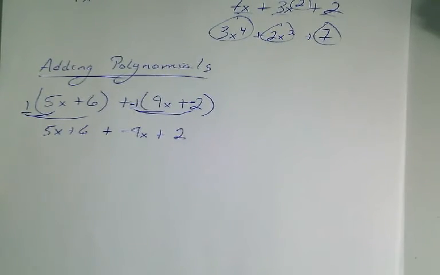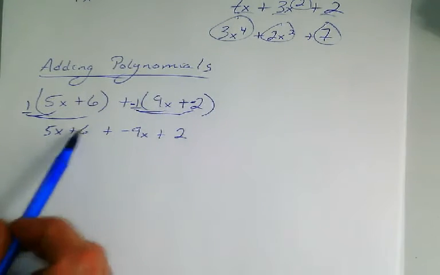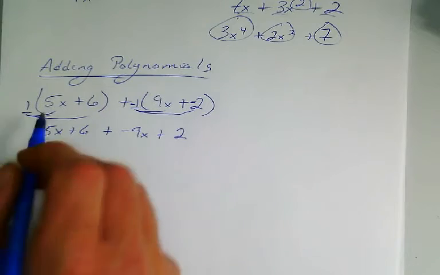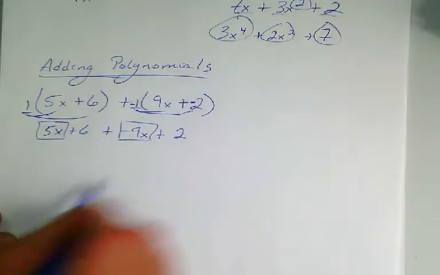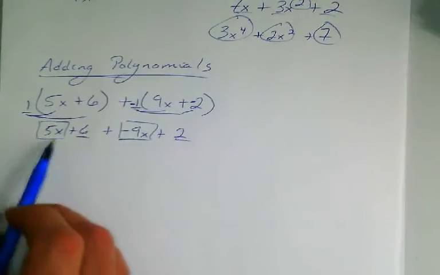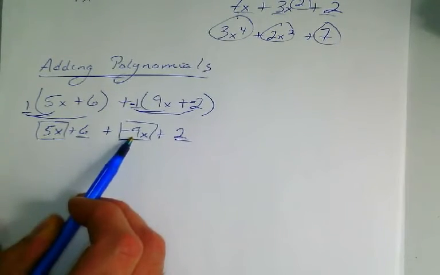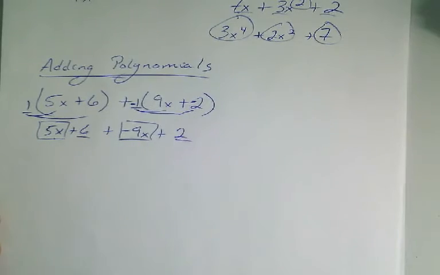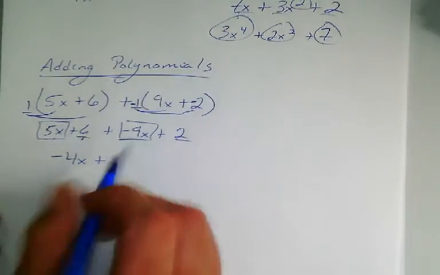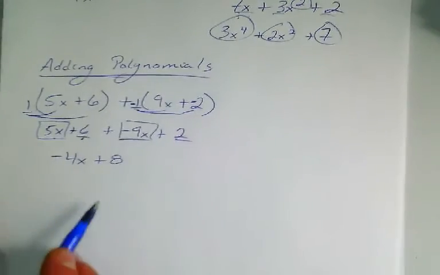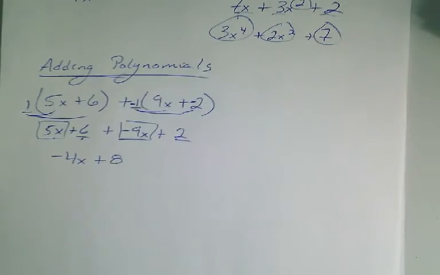Step 2, which you guys have been doing, is combine. Now you combine like terms. This means variables that have the same exponent. Numbers, just plain old numbers, we call those constants. Those are like terms. So I'm going to box in my like terms. I could even underline like terms. I know 5x gets combined with negative 9x. So 5x plus negative 9x gives me negative 4x, plus 6 plus 2, that's just 8. And here we go. I just added those polynomials, those binomials in this case.